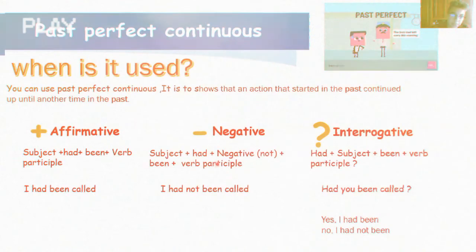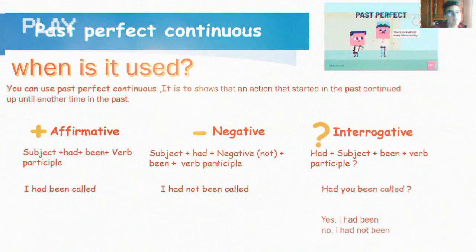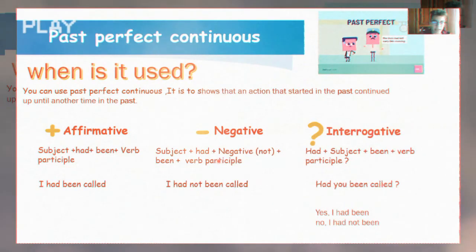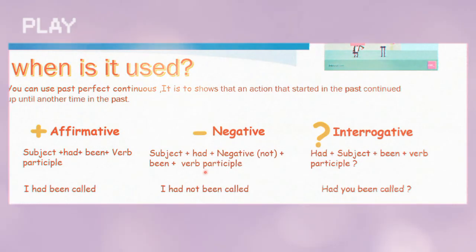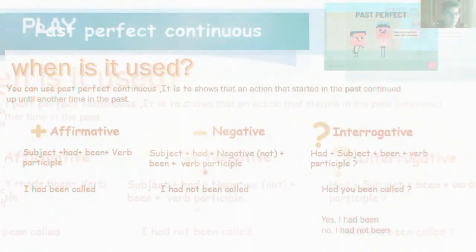And finally, we have past perfect continuous. You can use past perfect continuous to show that an action started in the past and continued up until another time in the past. Yes, it's so confusing, but it's important.